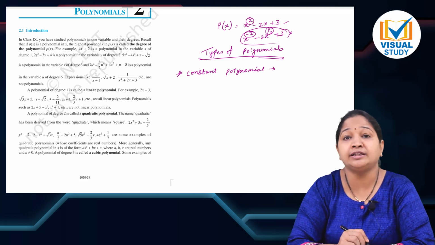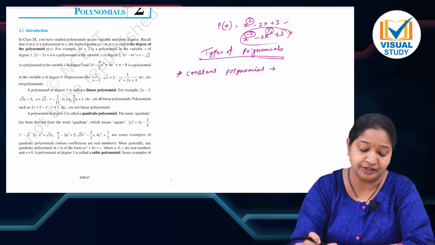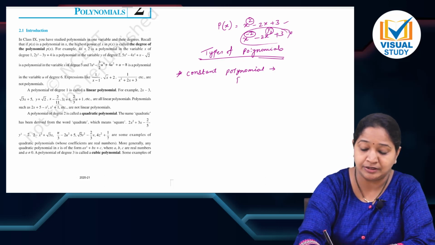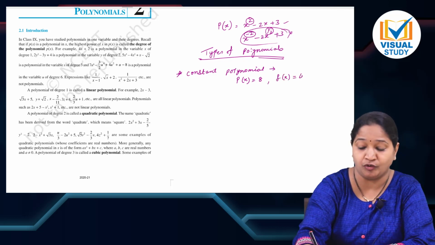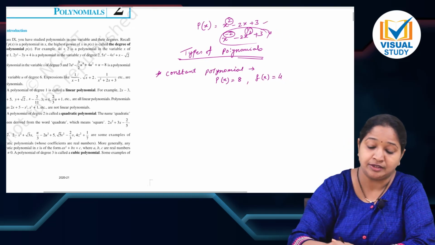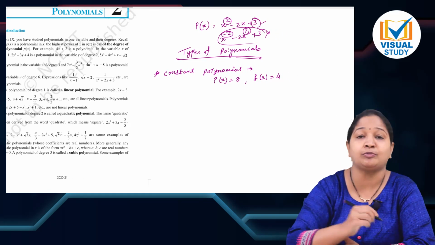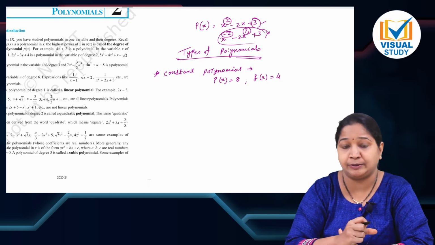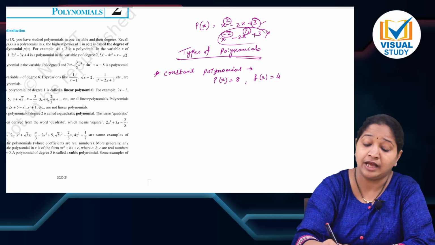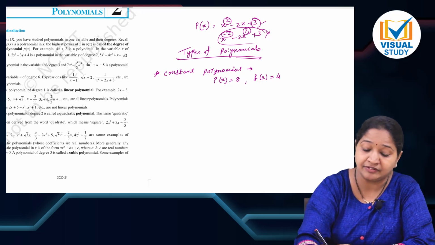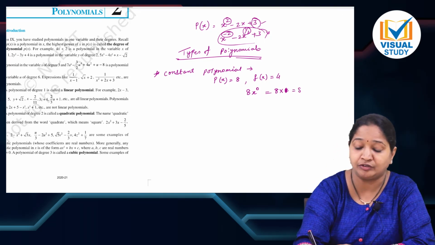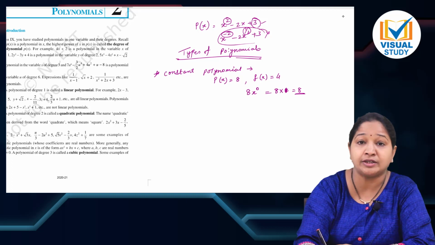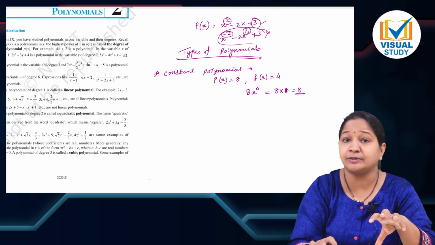Where only there will be a number, for example, p of x is equal to 8 or f of x is equal to 4. This is known as the constant polynomial. Here we don't have a variable. Actually there is a variable, that means 8x raised to 0. What do you get? 8 into x raised to 0, anything raised to 0 is 1, and 8 into 1 you get 8. So the degree of this polynomial is 0. The degree of the constant polynomial is 0.